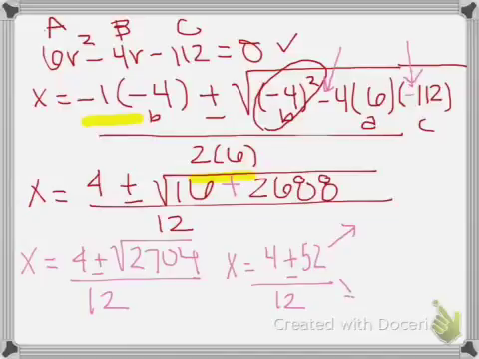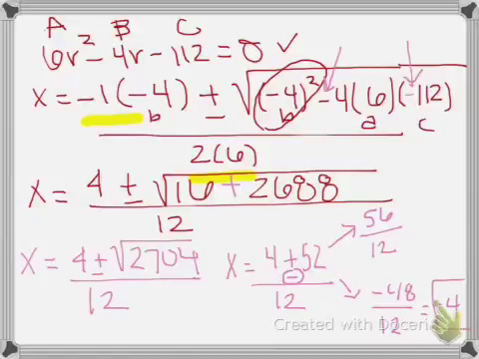You're going to branch off and find 2 separate answers. The first answer you add, so you do 4 plus 52, which is 56 over 12. And the second answer you subtract. That's what that little underline means. So 4 minus 52 is negative 48 over 12. That reduces to negative 4, so one of your answers is negative 4. The other answer you can leave as 56 over 12, or you can go ahead and make it a decimal or reduce it, which is 4.6 repeating. I'll take either answer.